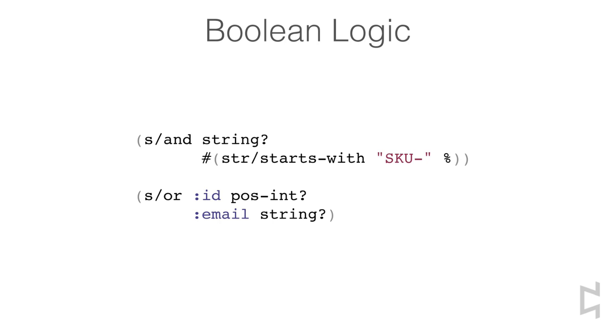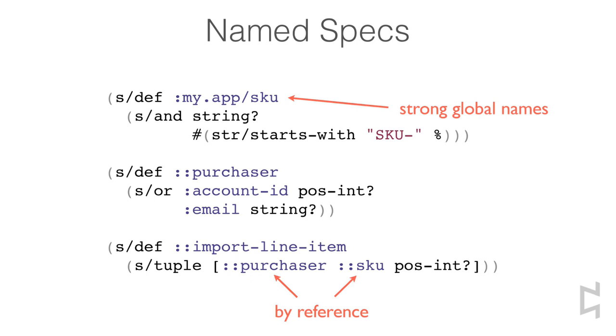Now, specs are first class, which means they're just things. They don't have to have names. And in fact, you'll notice that none of the things I've showed you so far have been given names. But there is a database of specs in a running Clojure program, and you can put things in that database with the s/def form. So s/def takes a namespace qualified keyword and then a spec, and now other people can refer to that spec by name.